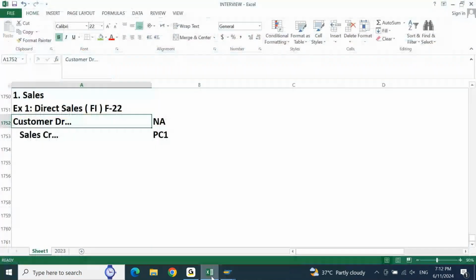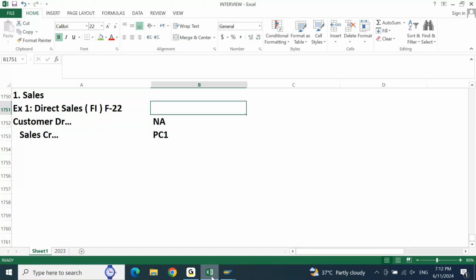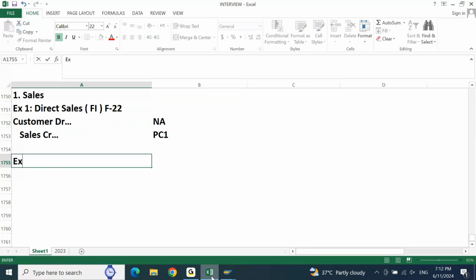Now, when you're talking about document splitting, what if you get an interviewer like me? What if there is a person who is a mad fellow like me, to whom you are telling that this is the accounting entry, sir, document splitting will happen like this? Then I'll simply put, if my sales are booked through sales order, example number 2.